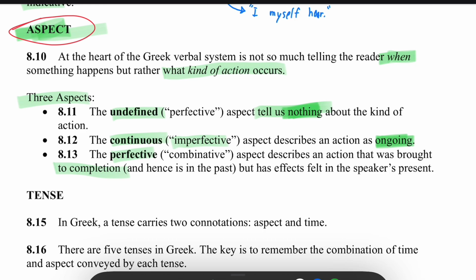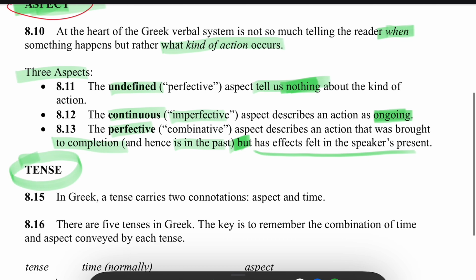And hence it is in the past, but it has effects felt in the speaker's present. So something that happened, finished, and there's implications going forward. So those are the aspects, but the aspects only come out and are able to be seen through the tenses. And the Greek tenses carry two connotations, both aspect and time. So you're going to see the three aspects, but all three aspects are going to be kind of buried within the tense, as it were, and parallel to that time.